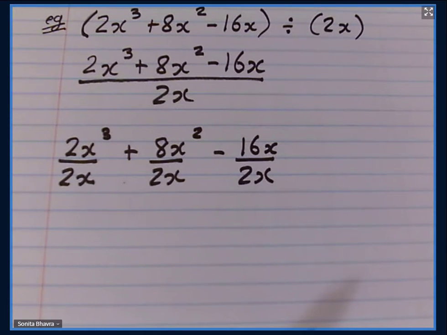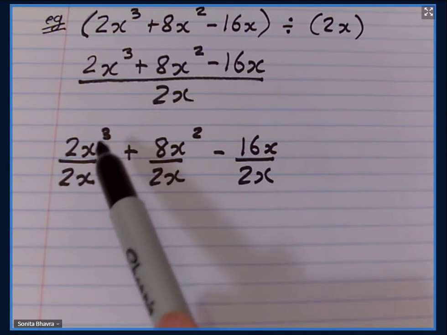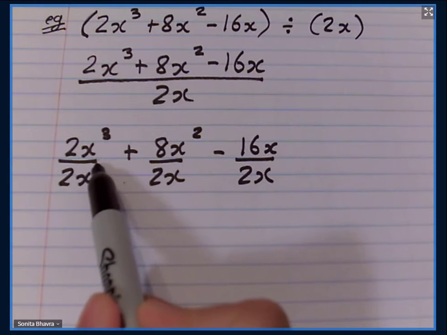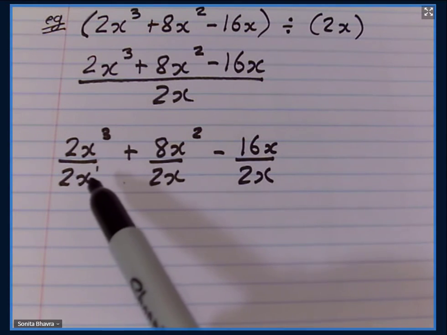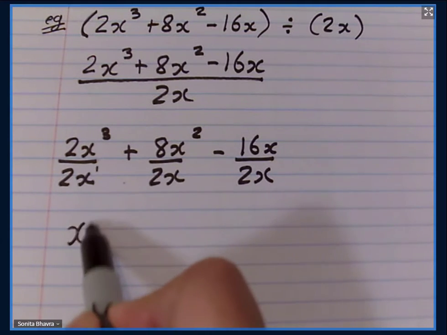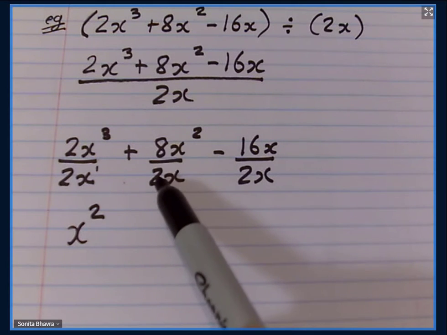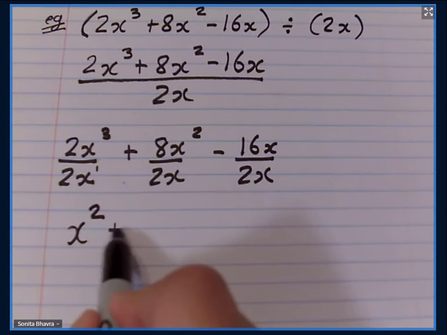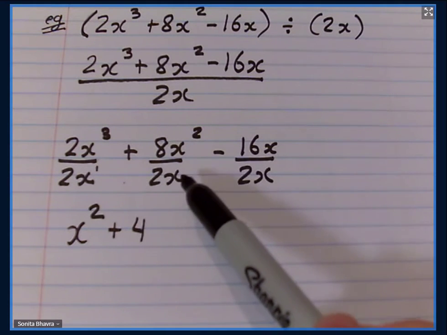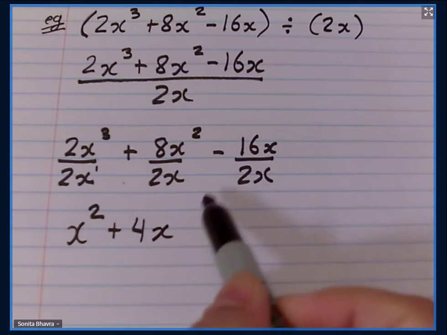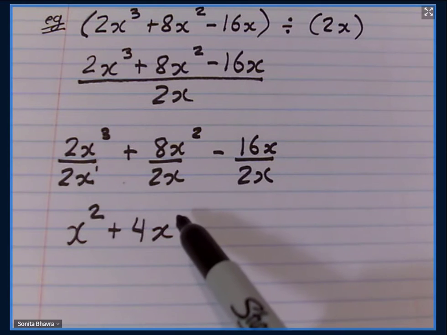Okay, so 2 divided by 2 here is just going to leave me with 1. x to the power of 3 and x to the power of 1 is what we have here, so subtract the exponents, 3 minus 1. That just leaves me with x squared. Next, we have 8 divided by 2, that is 4, so plus 4. And then we have x to the power of 2 divided by x to the power of 1, so again you would subtract your exponents. 2 minus 1 is just 1, so 4x.